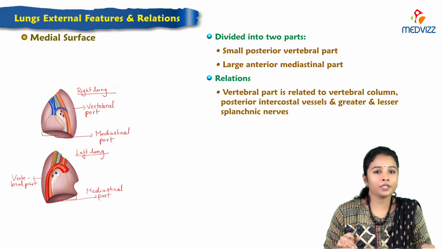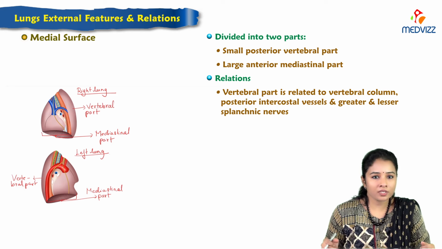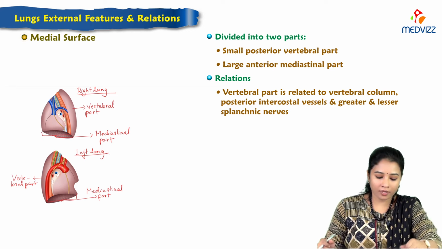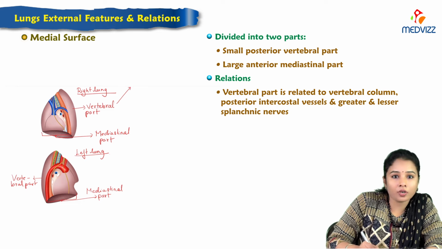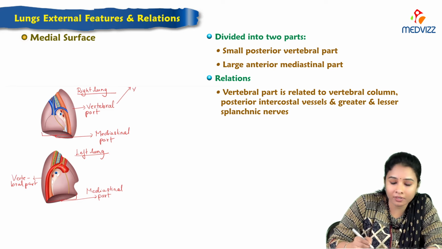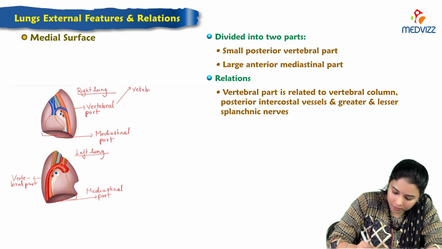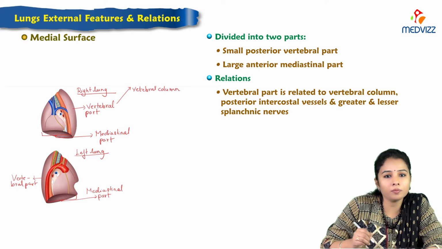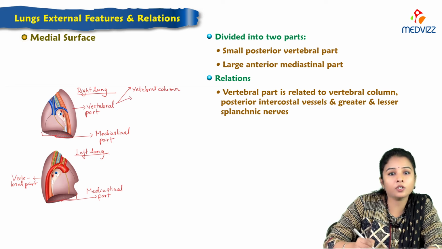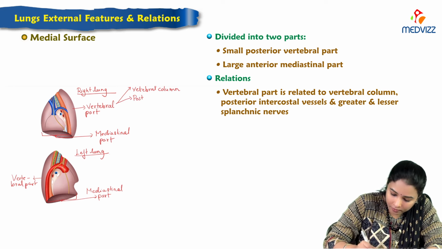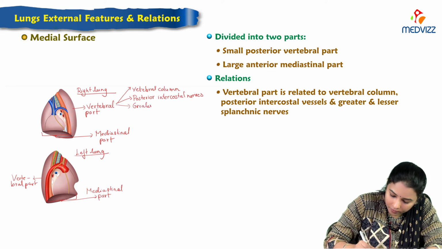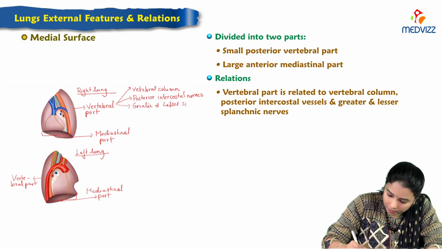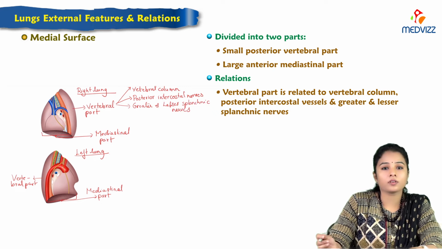The vertebral part is related to the vertebral column, posterior intercostal vessels and greater and lesser splanchnic nerves. So I'll enlist them now. The vertebral part is related to the thoracic vertebral column, along with the intervertebral disc, and it is related to the posterior intercostal nerves, and the greater and lesser splanchnic nerves. So these are the relations.